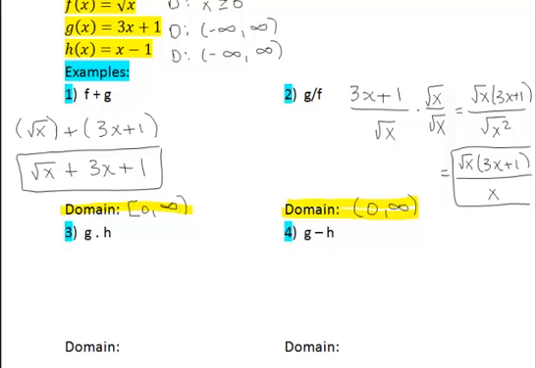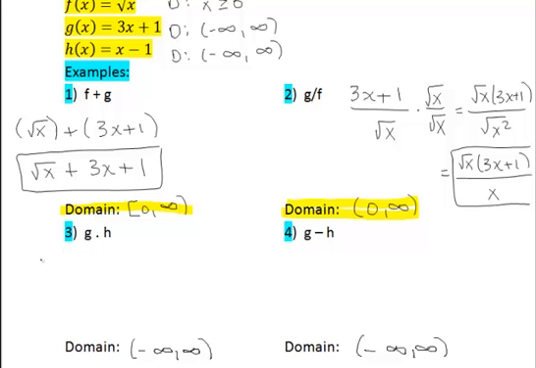Okay, so how about g times h? G times h, the domain would be the intersection of g and h. The domains of g and h. So if you find the intersection of these two domains, you actually get all real numbers. And the same thing is true for the domain of number 4. So now we just need to find the product and the difference.